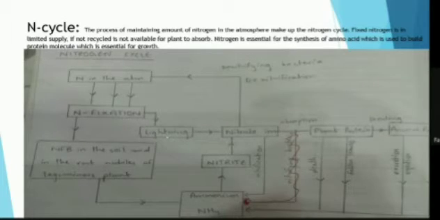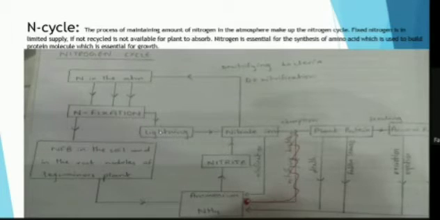Number one is lightning. What happens in the process of lightning? When lightning happens, then at very high temperature, the nitrogen combines with oxygen and forms oxides of nitrogen. Then it dissolves with the rainwater, and with the rainwater, it comes into the soil in the form of nitrate ions. Okay, so it is the first process of nitrogen fixation, which is lightning.